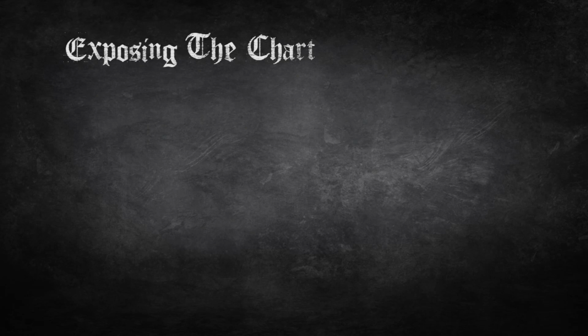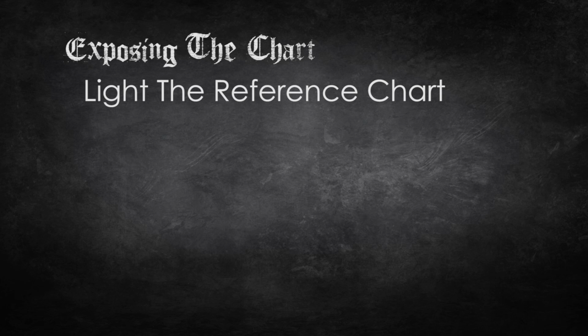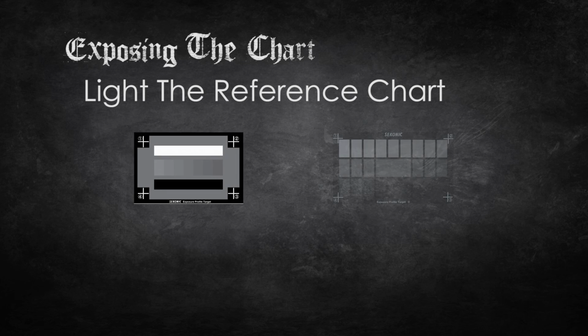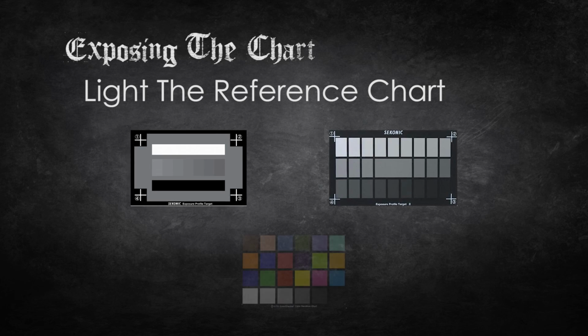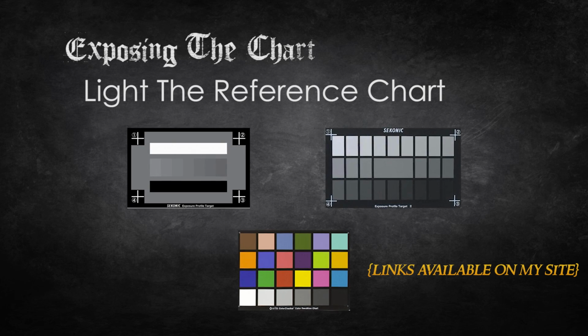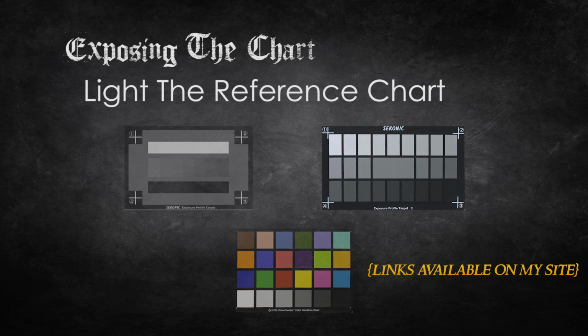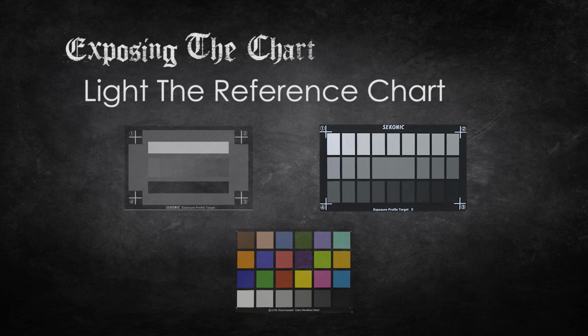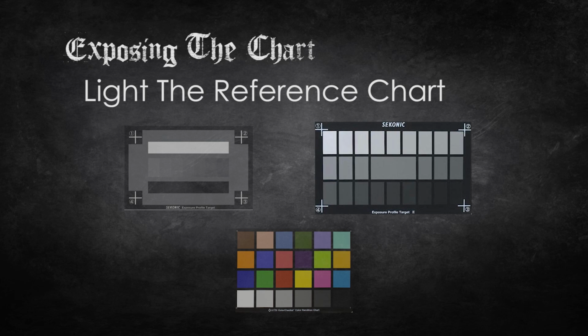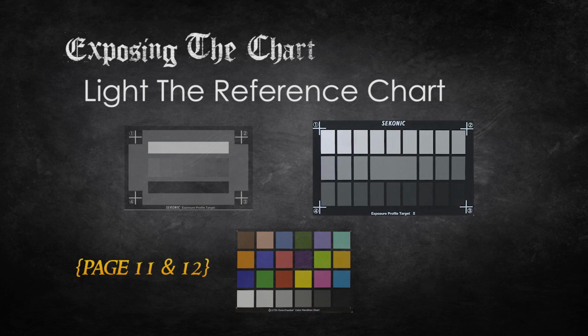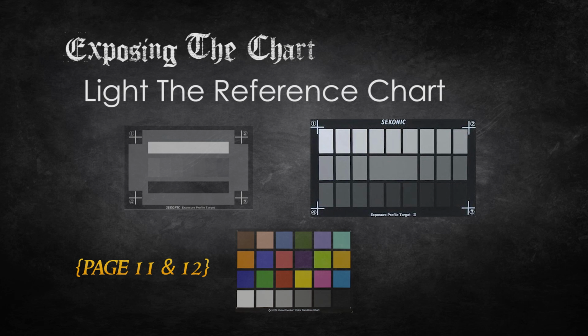The first thing you need to do is to light a reference chart. You can use any of the following charts: the exposure profile target, exposure profile target 2, or one of the X-Rite color checker targets. I recommend the exposure profile target 2, as it's big enough to light evenly and it requires the fewest number of exposures. If you're using one of the other charts, check out the user guide to get the exact number of exposures needed to create your profile.